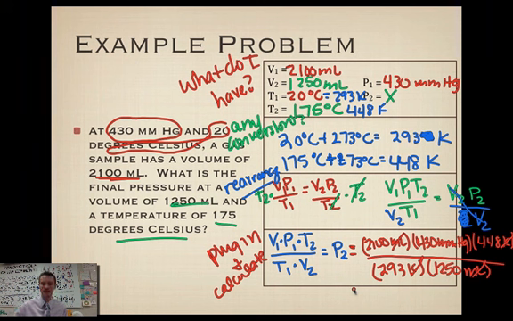And I am going to get my pressure 2 as 1,100. Okay, 1,100 millimeters of mercury, when I put it in my calculator.